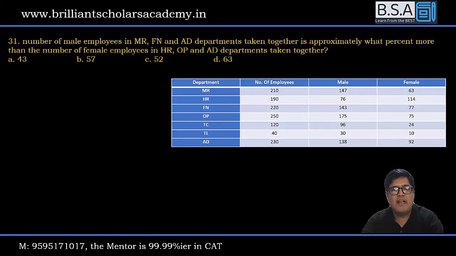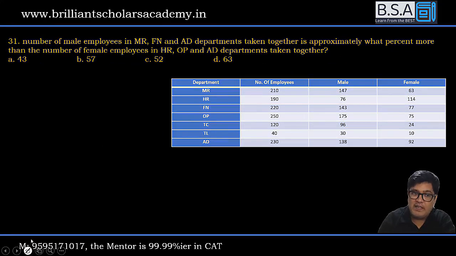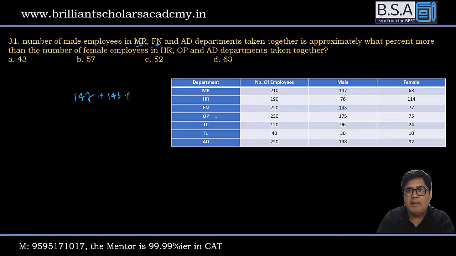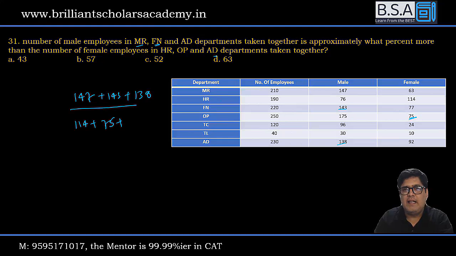So in the current question what you want is, write down, males in MR 147, males in FN 143, and AD males 138. These three combined are how much more than females in HR 114, OP females, and AD females.